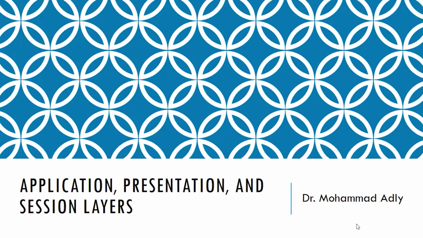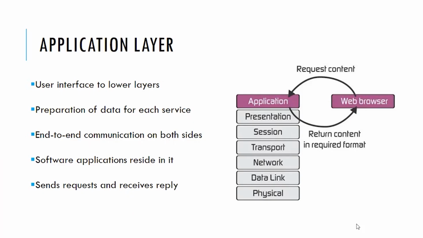This lecture covers the top three layers of the ISO OSI model: the application, the presentation, and the session layers. Layer 7, Layer 6, and Layer 5. The application layer. It is the interface between the user, the human user, and the rest of the 7 layers.